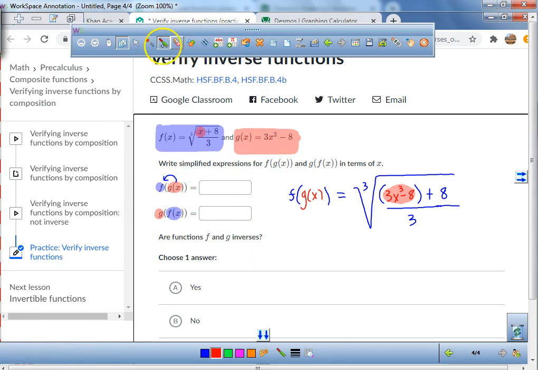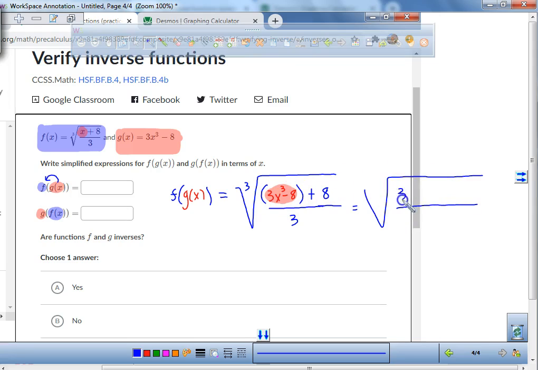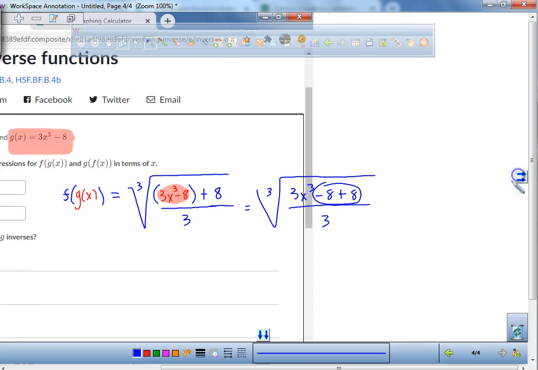All right, so let's go ahead and simplify this and see what we get. So what is this equivalent to? Well, up here in the numerator, what do I have? I have 3x cubed. I have a minus 8 plus an 8, all over a 3. So what do you think is going to happen to this negative 8 and positive 8?